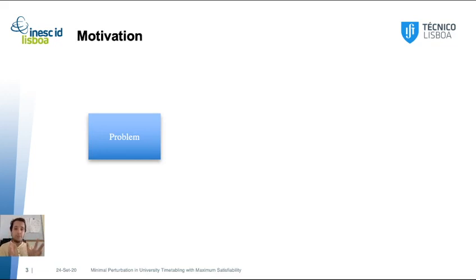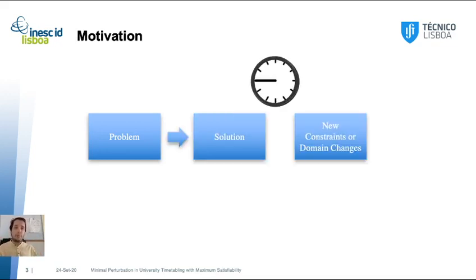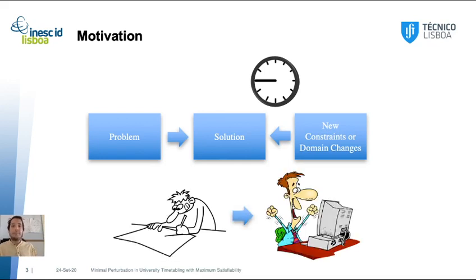So everything starts with a problem, and then we find a solution. However, as time goes by, the problem changes, and we need to reassess the solution. However, the solution may no longer be valid. And so, the goal of this work is to make this process automatic. So at IST, it's still handmade.